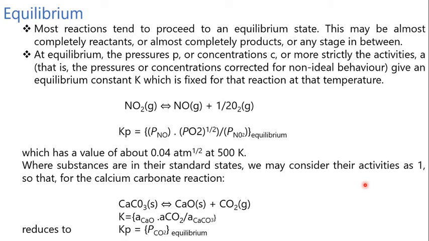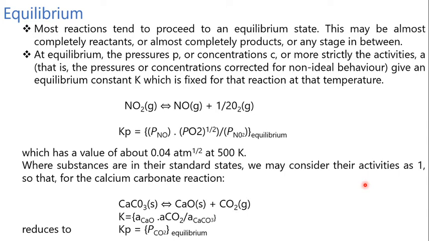Equilibrium. Next topic, equilibrium. First of all we should know what equilibrium is. It is the condition where the rate of forward reaction as well as the rate of backward reaction becomes equal, then we can say that the reaction is in equilibrium. So most reactions tend to proceed to the equilibrium state. This may be almost completely reactants or almost completely products or any stage in between.